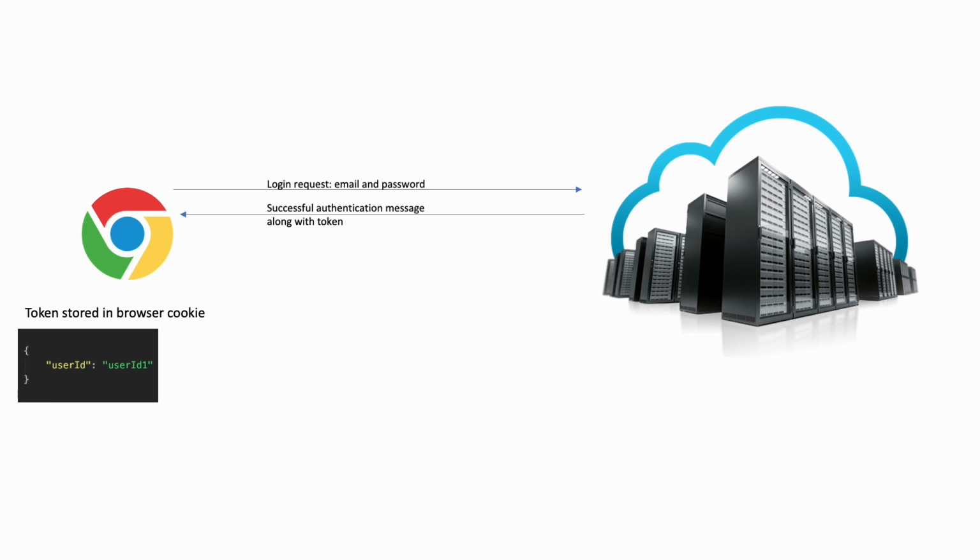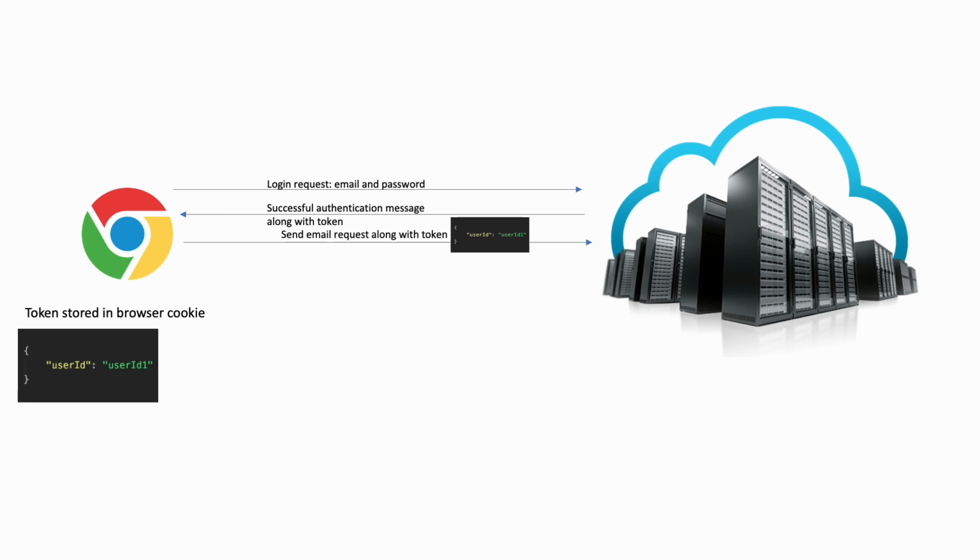So the user tries to log in, the server generates the token, then it sends back a successful authentication message along with that generated token, just like a session. Just that the session was saved in a database. Here, the token is directly sent back to the browser without saving it anywhere in the server. Now, when the user sends another request to the server, it grabs the token which was stored in the browser cookie and it sends it along with the email request.